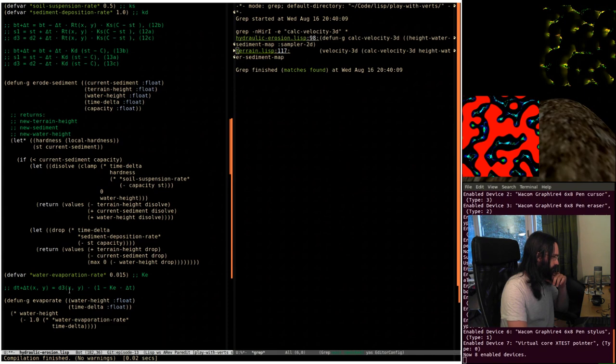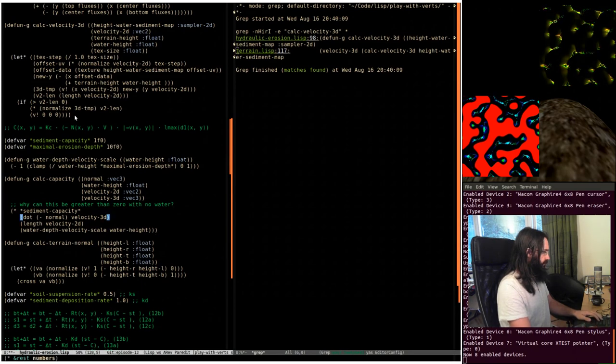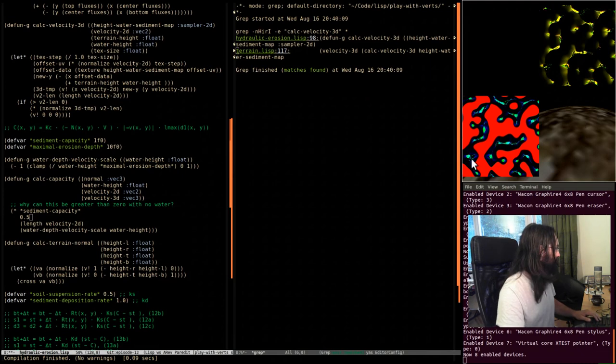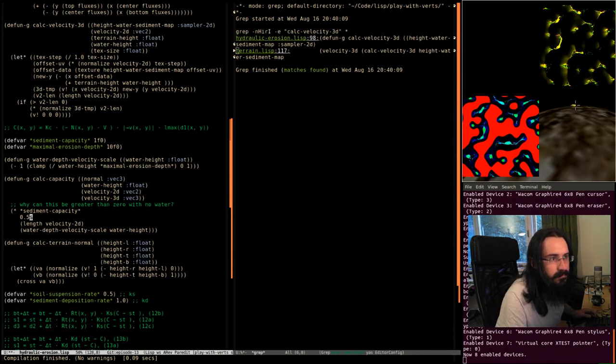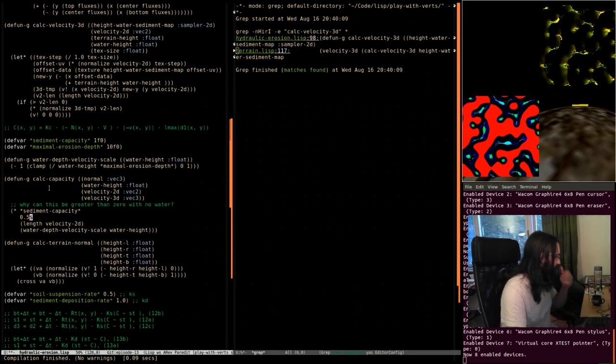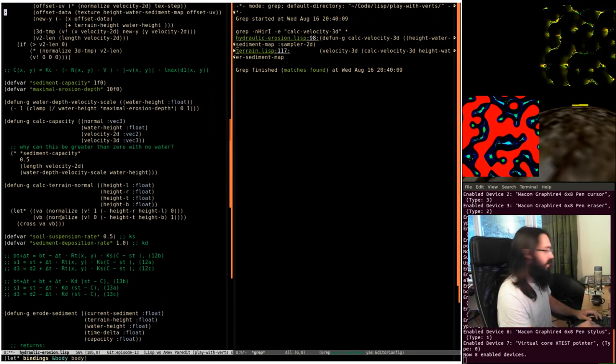Okay, so yes, we were going to mess with capacity. So let's go back and look at capacity. Nothing. We will see. Okay. Length, velocity, 2D will be very low at first. That will make sense. One of the other things, I've left a few notes around here for things I had to look at. Let's just leave that running for a second.